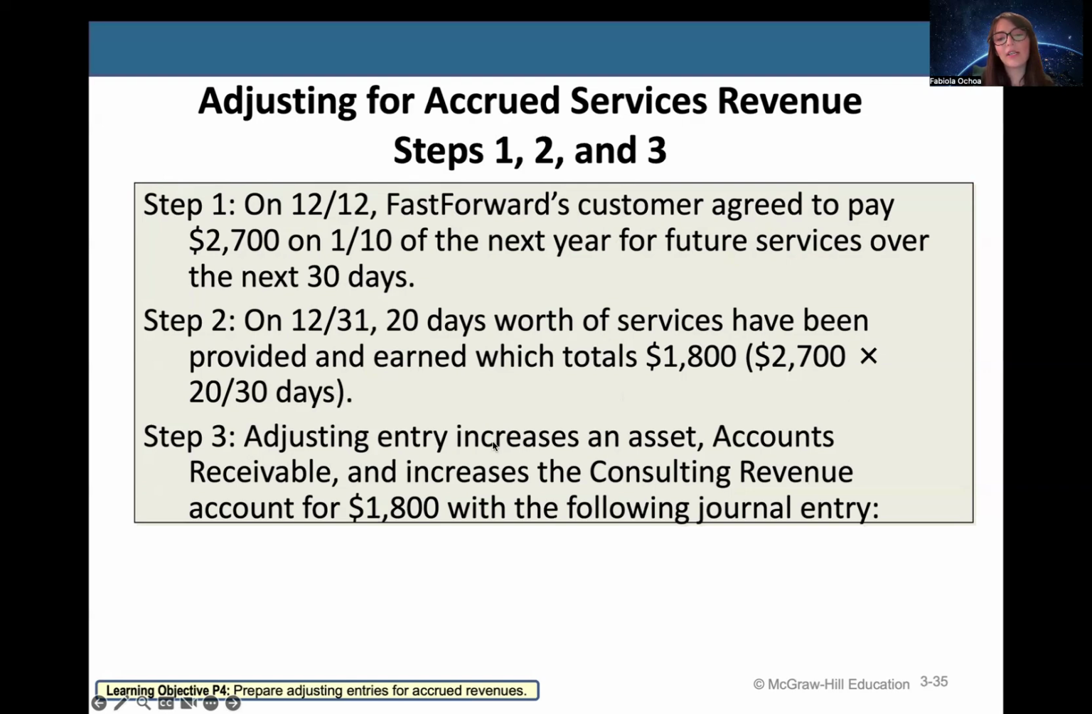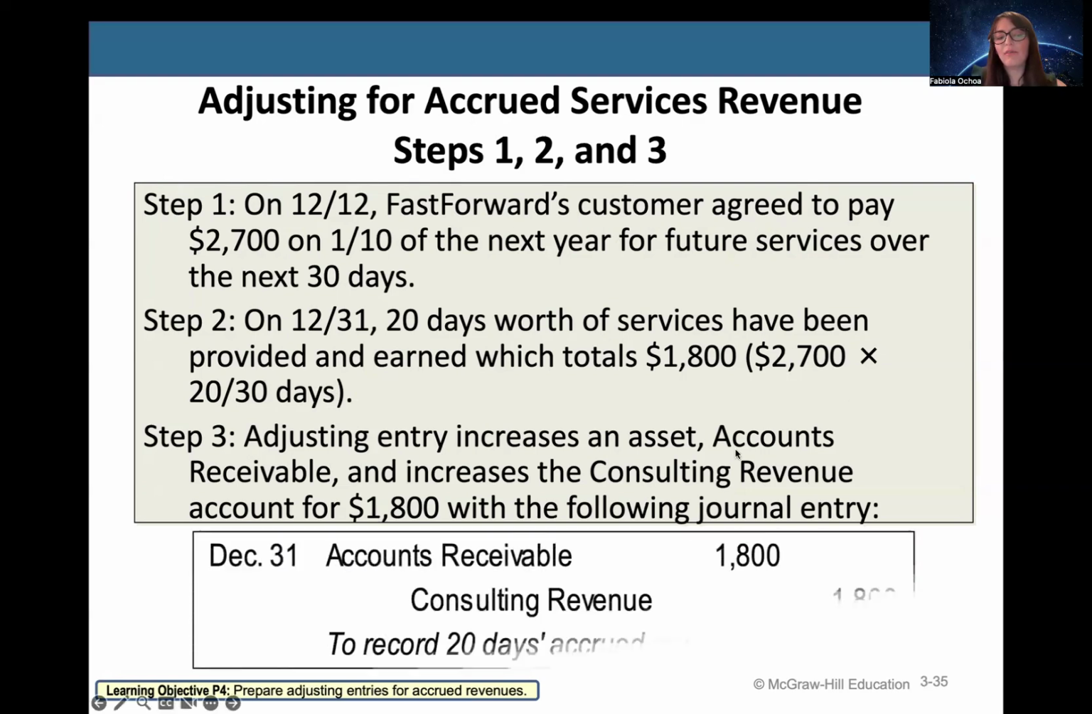An adjusting entry increases an asset, accounts receivable, and it increases consulting revenue for $1,800 with the following entry. Accounts receivable is an asset. These are amounts that clients owe you after you have performed services. So you debit AR, that is what we call it. We abbreviate it. You debit AR for $1,800 and you credit consulting revenue for $1,800 to record 20 days of accrued revenues.